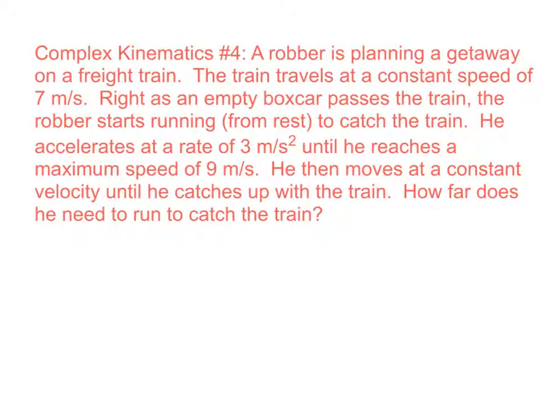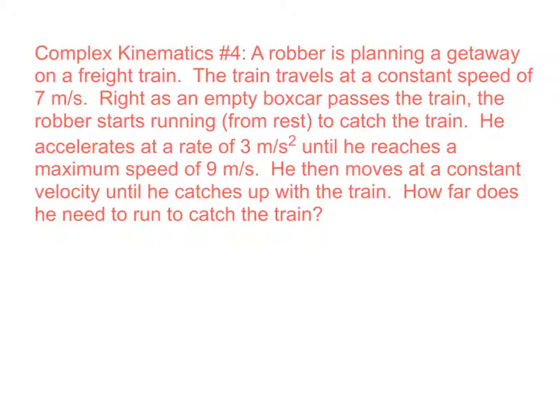Alrighty, here is number 4 from the complex kinematics worksheet. A robber is planning a getaway on a freight train. The train travels at a constant speed of 7 meters per second. Right as an empty boxcar passes the train, the robber starts running from rest to catch the train. He accelerates at a rate of 3 meters per second squared until he reaches a maximum speed of 9 meters per second. He then moves at a constant velocity until he catches up with the train. How far does he need to run to catch the train?